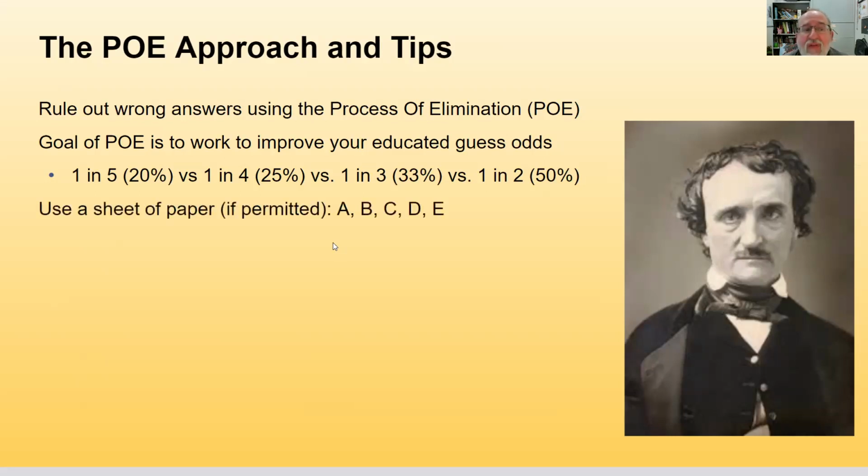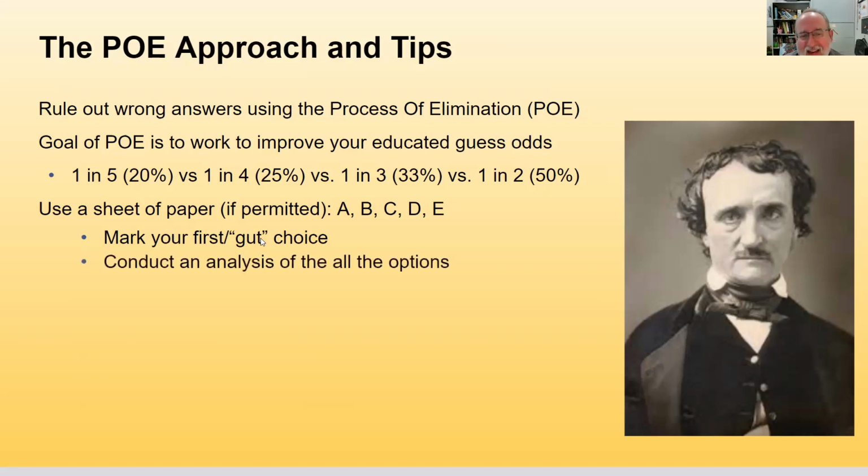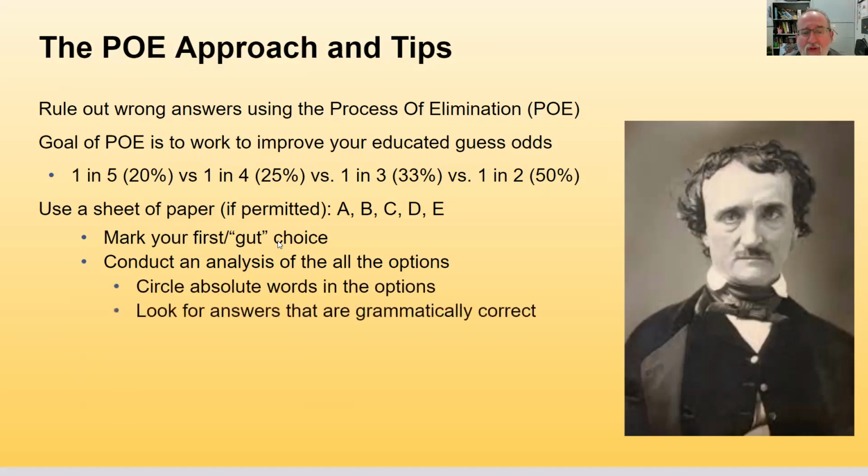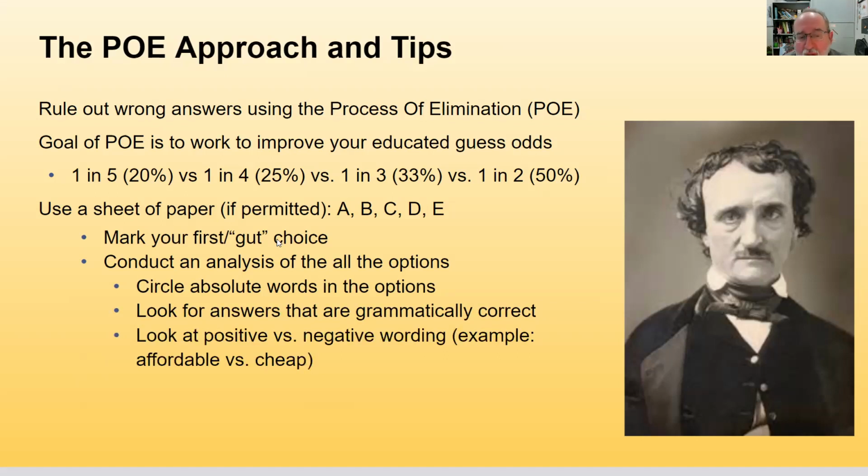So now again, if permitted, you can use a sheet of paper, A, B, C, or D, and mark your first gut instinct. Just make a little note by this one. This is the first one. The first time I read this, I thought it was A. But then conduct an analysis of all those options. Circle absolute words in the options. Look for answers that are grammatically correct. Look for positive versus negative wording.